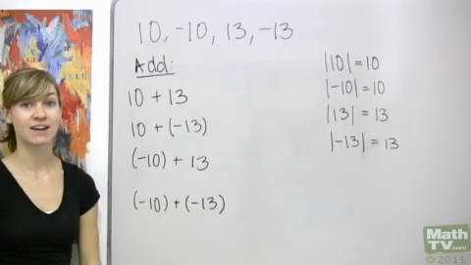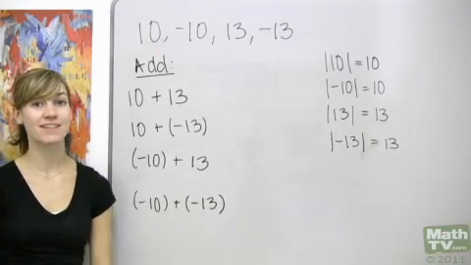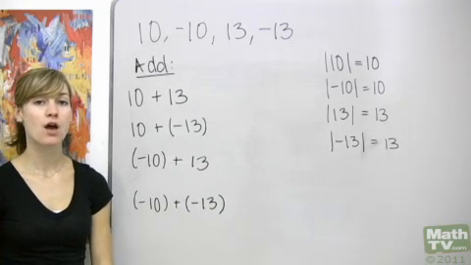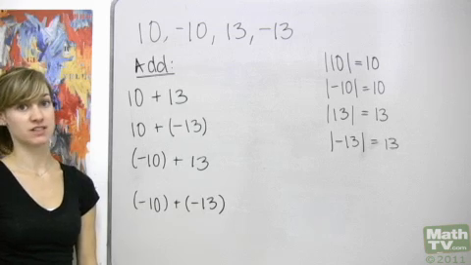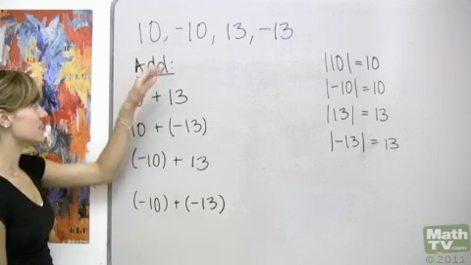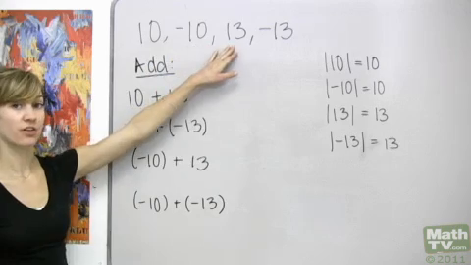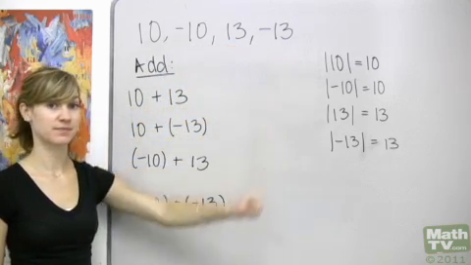For example, we are being asked to add all combinations of positive and negative 10 and 13. We'll begin by finding all possible values that we can use for this example. So, 10, negative 10, 13, and negative 13.